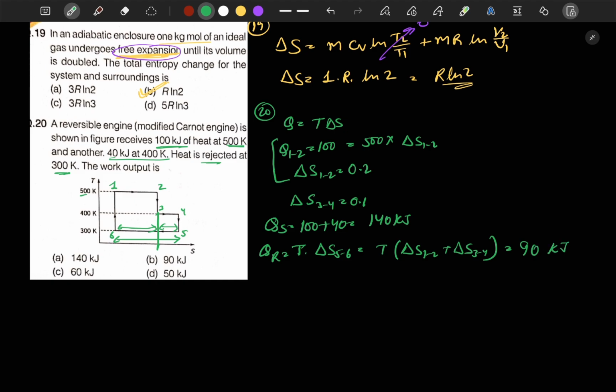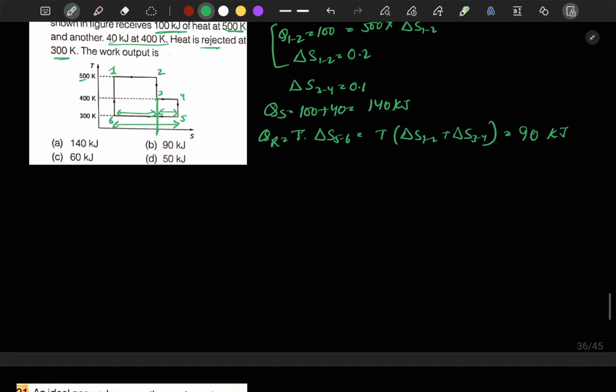We can calculate our work output is equal to Qs minus Qr according to the first law of thermodynamics. We get the work value to be 140 minus 90, which is equal to 50 kilojoule. So the correct option is D. Now we will move to the next question.